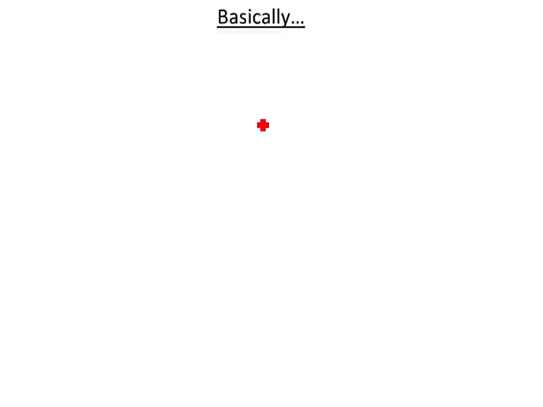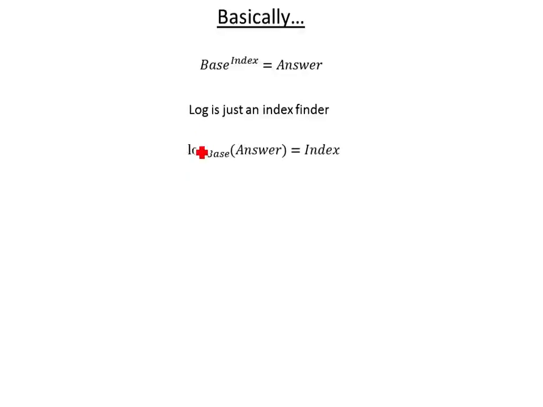Basically, this is called our base, and it's to the power of our index, and that equals our answer. So we want to find the index. Log is just an index finder. So we log from our base to our answer, and the way I remember it is, that's the base, because it's lower, just like a drum kit, bass drum. We want to find out what the index is, so we just put the answer there.